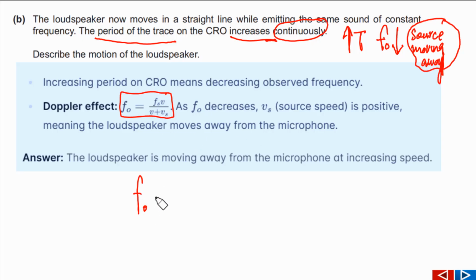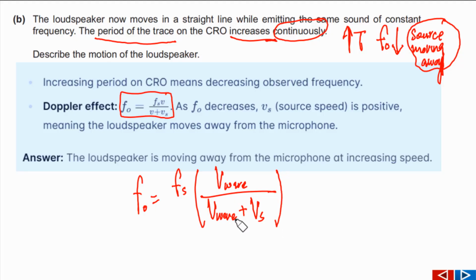So in this case, let me rewrite this one. So f0 is equal to fs times v, where v is the speed of the wave, divided by v plus vs. The speed of the wave is not changing. So here we have the speed of the source. As f0 is decreasing, this is constant, this is constant, this is constant. So what is happening to vs? vs has to increase. So the source is moving away and the speed is increasing. It means the source is moving away and the source is accelerating.